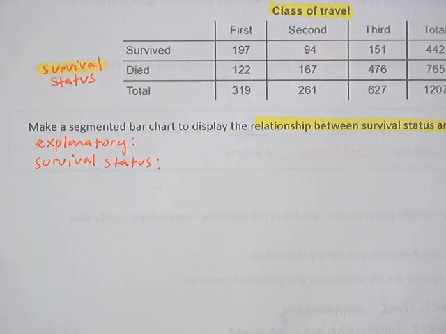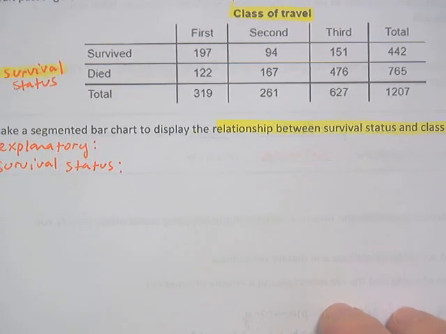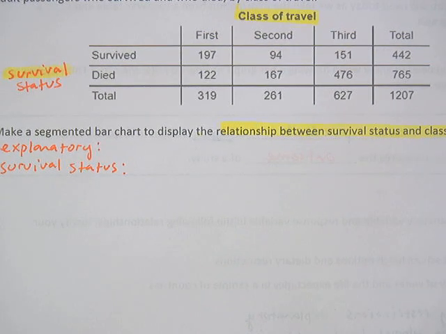Out of those two, which one do you think explains the other? Class of travel would explain survival status. And you guys have heard and had discussions about the Titanic in different arenas of your life. Why would class of travel possibly help predict whether somebody survived or died on the Titanic? What do you think? What have you learned about that whole situation?